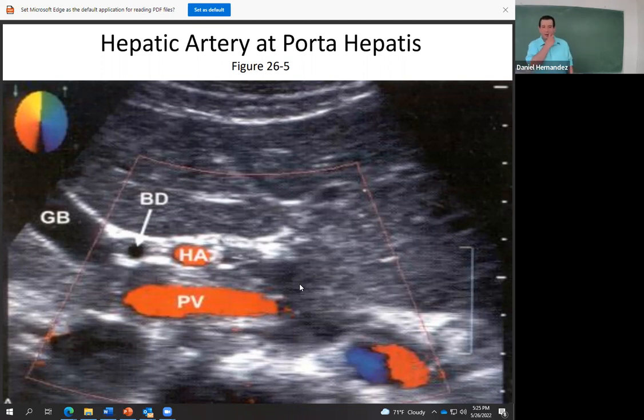This is just an image showing the hepatic artery as it nears the porta hepatis. The porta hepatis is the area where the vessels and the bile ducts are entering or exiting the liver. So bile is exiting the liver at the porta hepatis through the common bile duct, and then blood flow is entering the liver via the hepatic artery and the portal vein at the porta hepatis.